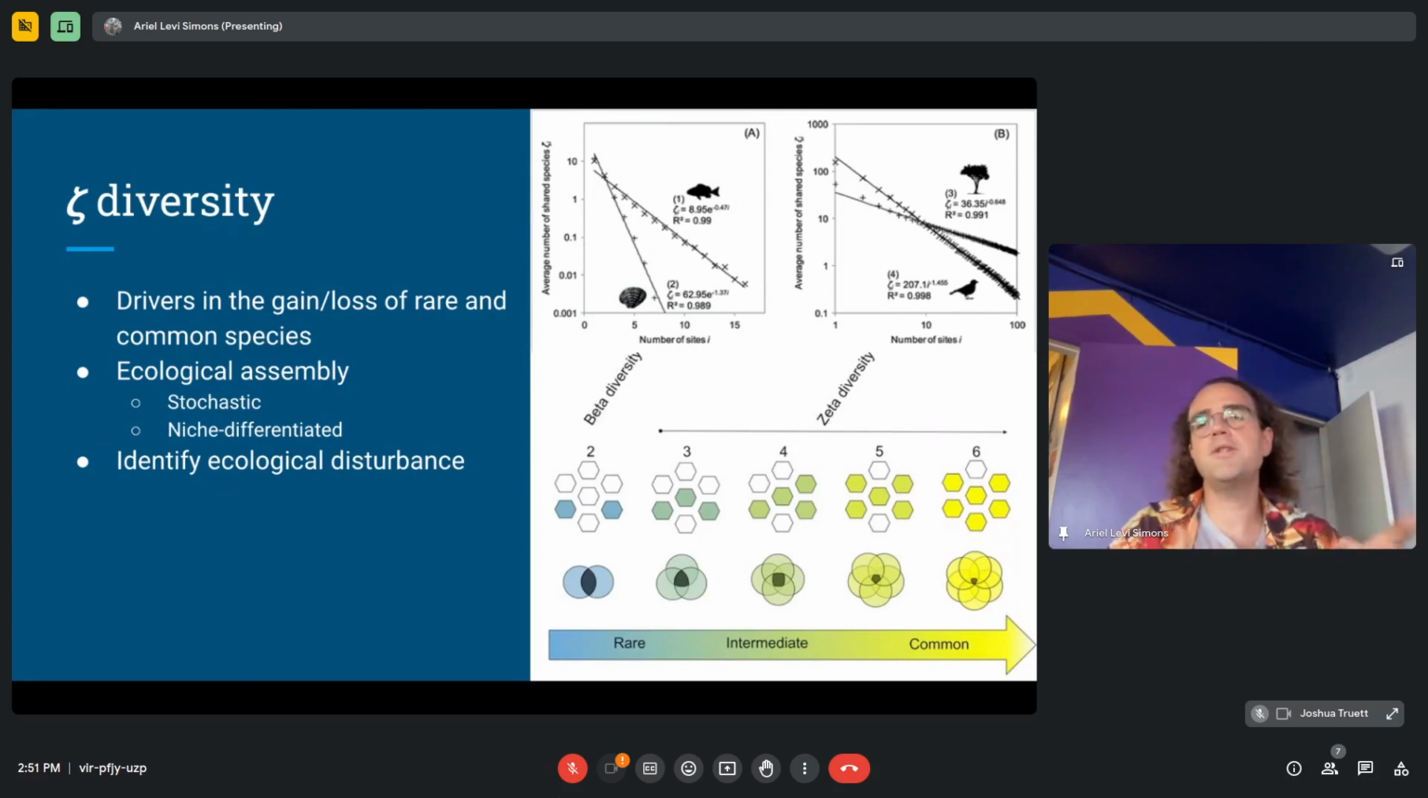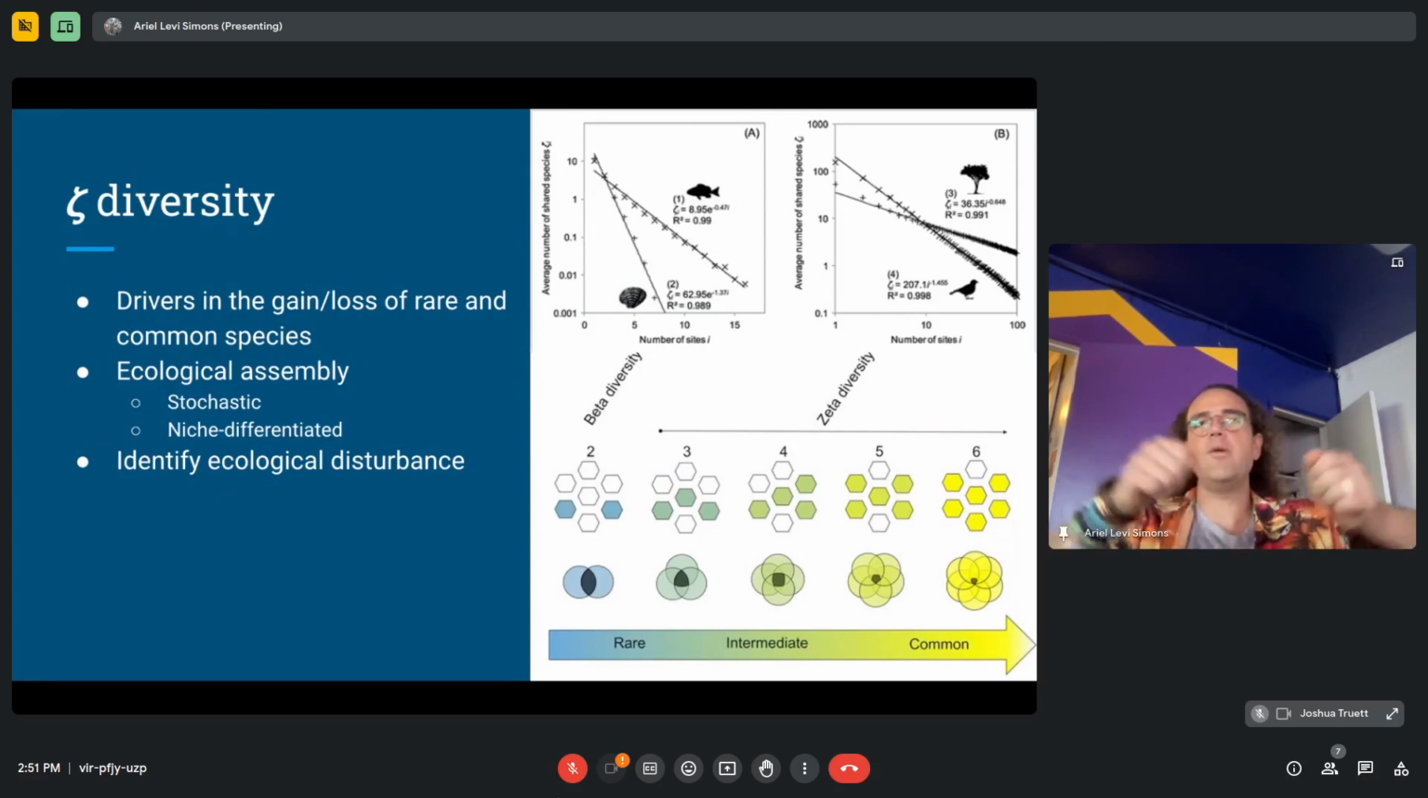So zeta diversity was partially developed to address that issue, because it says, okay, you can look at zeta sub 2, which is like the average overlap, the average number of shared species between any two randomly sampled sites. You can look at zeta sub 3, which is the average overlap between any three, and so on.